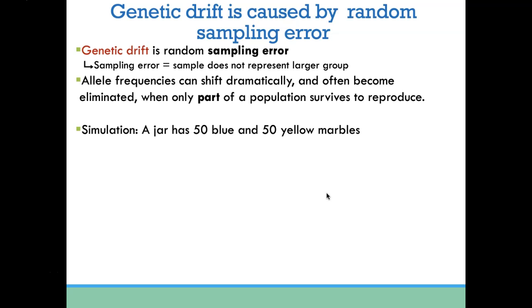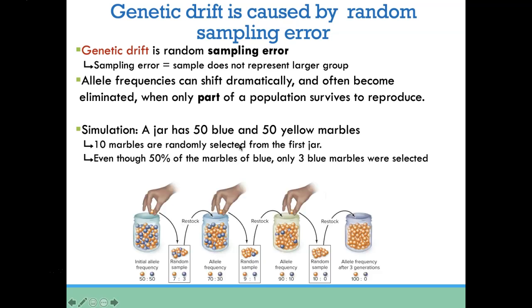When you take a sample that is representative, if you take a good sample that's large enough, you can model that out and see how different genotypes in a larger population would deviate. But oftentimes you can have genetic drift if you don't take a good enough sample. So let's say we have a jar with two colored marbles. We have 50 blue marbles and 50 yellow marbles in this jar.